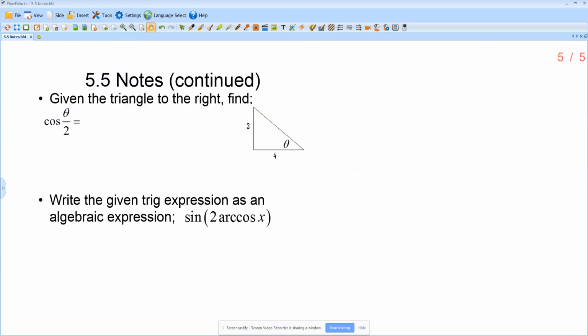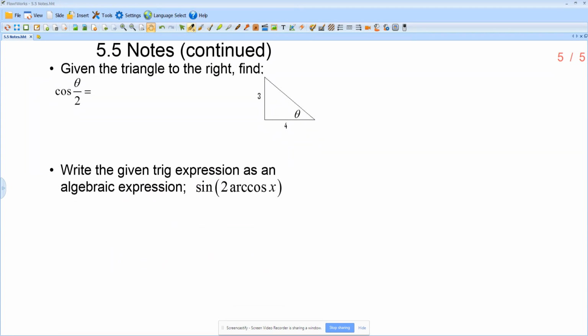All right, one last example. Given the triangle to the right, find the cosine of theta over 2. So looking at our triangle to the right, we know that this is a 3, 4, 5. We're going to ignore the fact that right now, the way that it's drawn, it's really like a second quadrant triangle, because they said it's positive 3, positive 4. This is technically in the first quadrant.